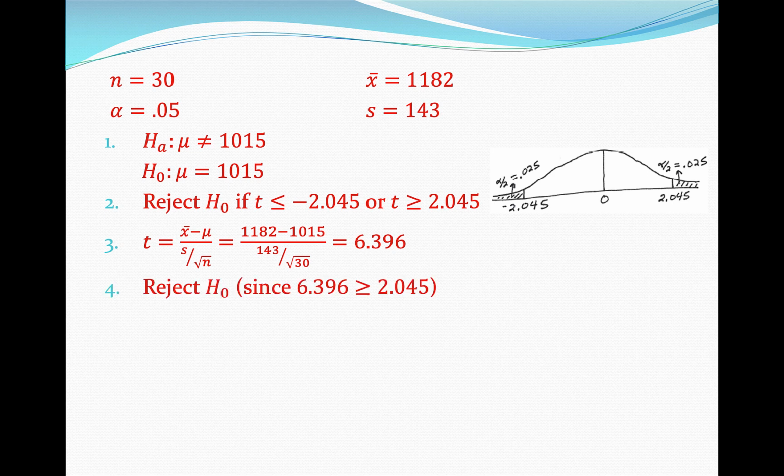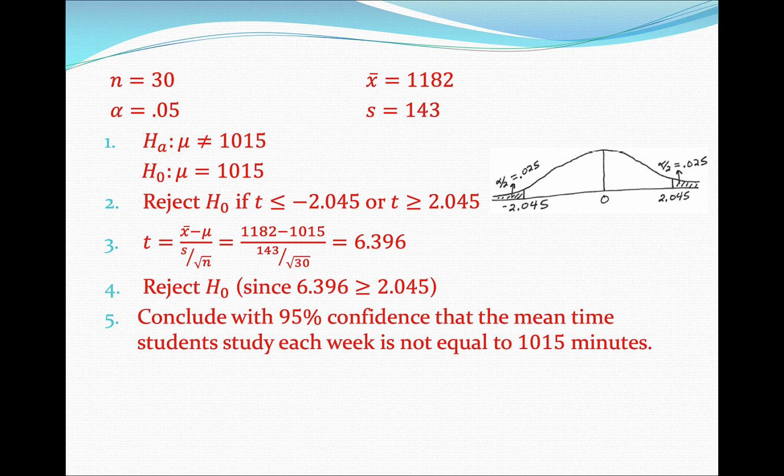Fourth step is our decision. 6.396 is definitely bigger than 2.045. It's definitely in the shaded region. Therefore, we reject H naught. Since we reject H naught, we can say H naught is false, which means HA is true, and we have proven the dean's claim. Conclude with 95% confidence.